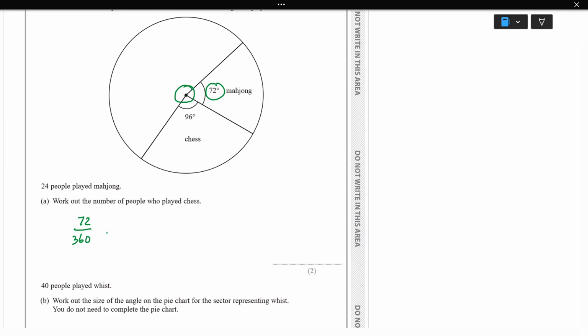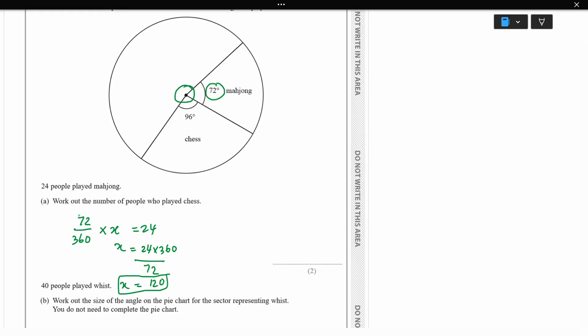So for 360, the total number of people we will take as x. So x equal to 24, so total people equal to 24 times 360 over 72. So x equal to, what we get here, 120. 120 is the total number of people.